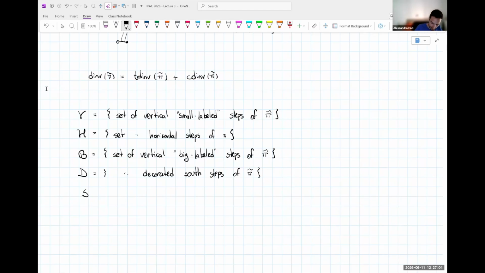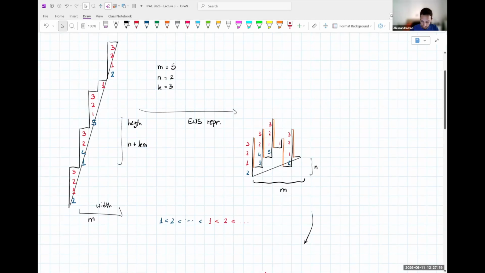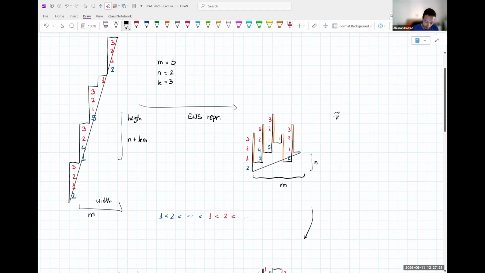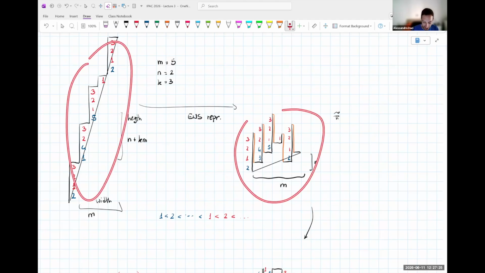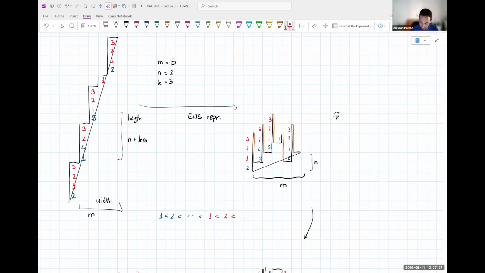And this is non-decorated south steps. Right here though. So if I call Hilda this guy, I mean, I'm using the same letter for this and this. It's a bit of abuse of notation, but yeah, there's a bijection, and I think this is a bit easier.